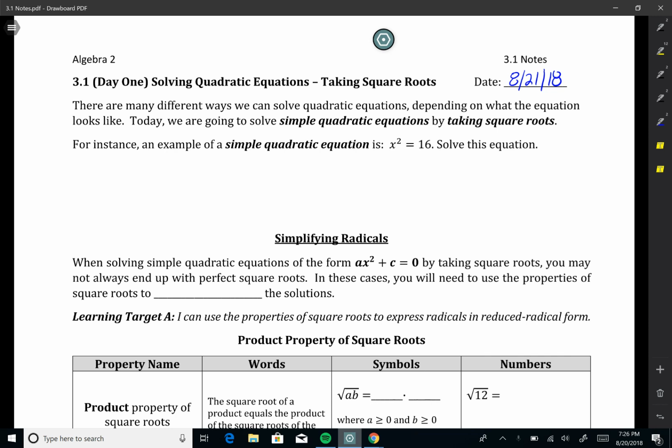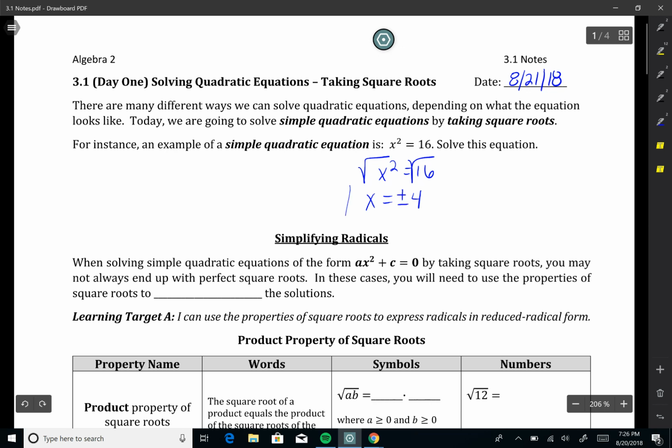For instance, an example of a simple quadratic equation is the one we have here, x squared equals 16. To solve this equation, it is rather simple because if x squared equals 16, that means if I take the square root of both sides, I should get x by itself. But we have to remember that 16 is the square of two different numbers. Not only is 4 squared 16, but also negative 4 squared. So we would have to write x equals plus or minus 4 as solutions to this equation. So there are two solutions, as we're used to seeing with a lot of quadratics.